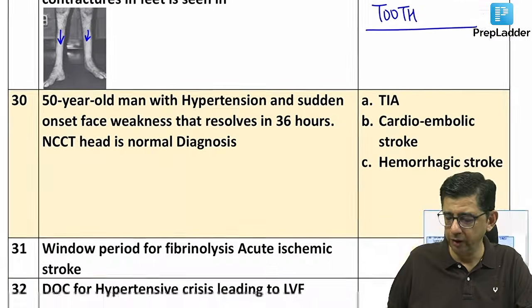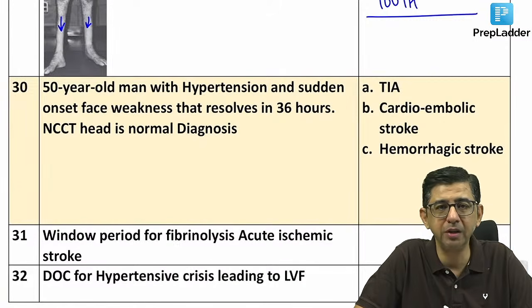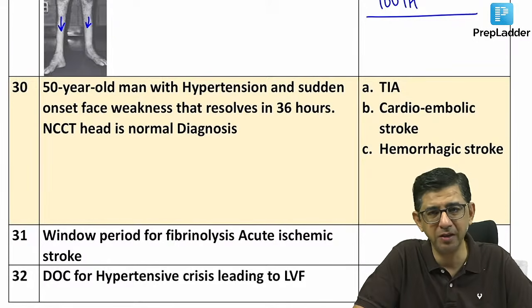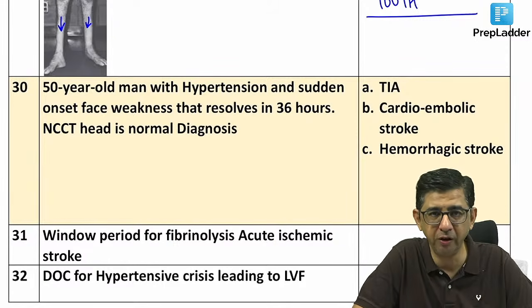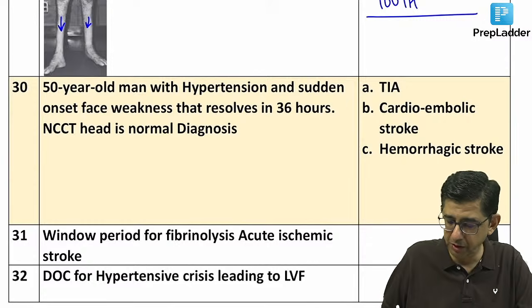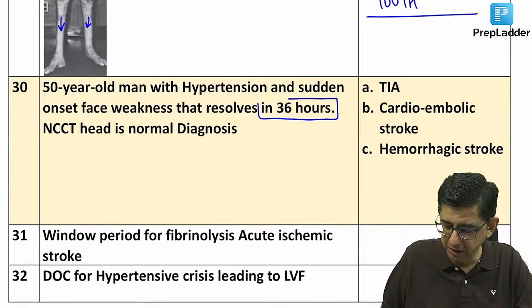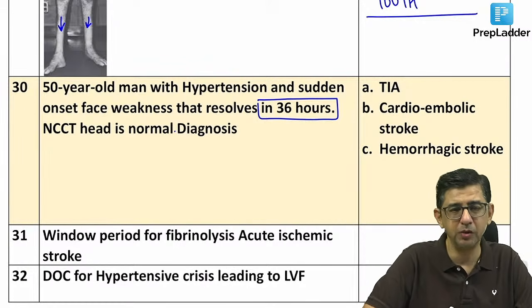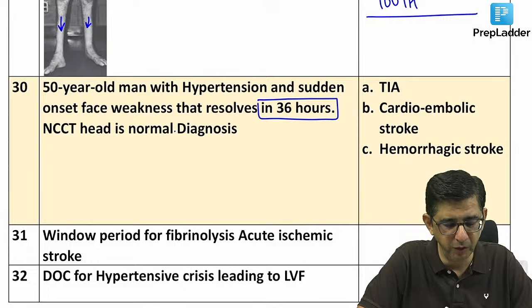Good. Moving to the next one, again a repeat question. It describes a person with sudden onset face weakness. He's a hypertensive, so atherosclerotic risk factors were given. The symptoms are resolving in 36 hours. The CT scan of the patient is normal. He asks, what is the diagnosis in this case? I can expect an answer from you here.